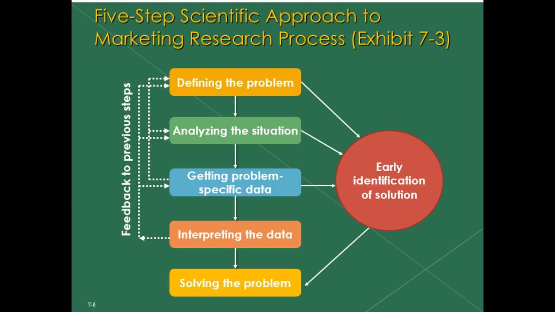Step number 3 is getting problem-specific data. This is where you're collecting data that is specialized, unique, customized for what it is that you're trying to solve, the problem that you are trying to solve. Okay, that unique situation. Step number 4, interpreting the data. This is the process of actually understanding what the data means, right? Because you can read it all and it might not make any sense to you whatsoever. So it's taking all of the raw data and transforming it into useful information that is easily understood.